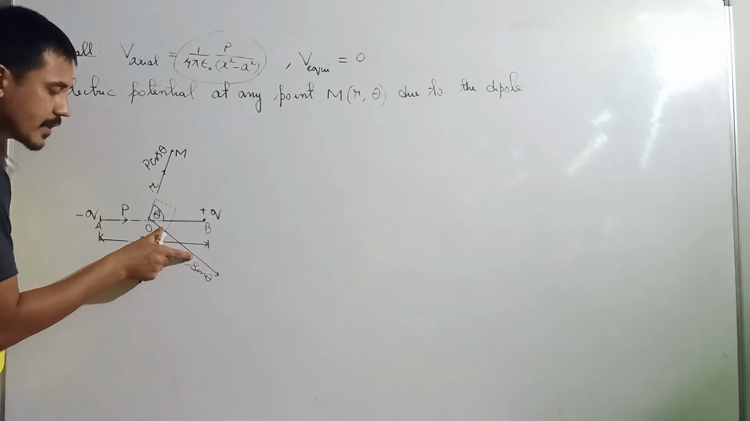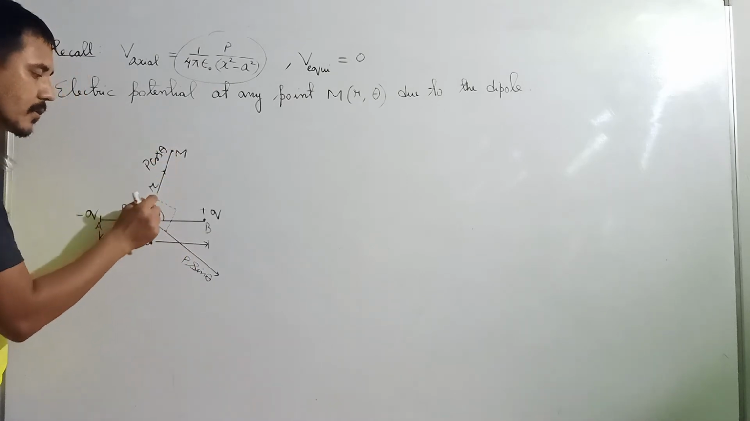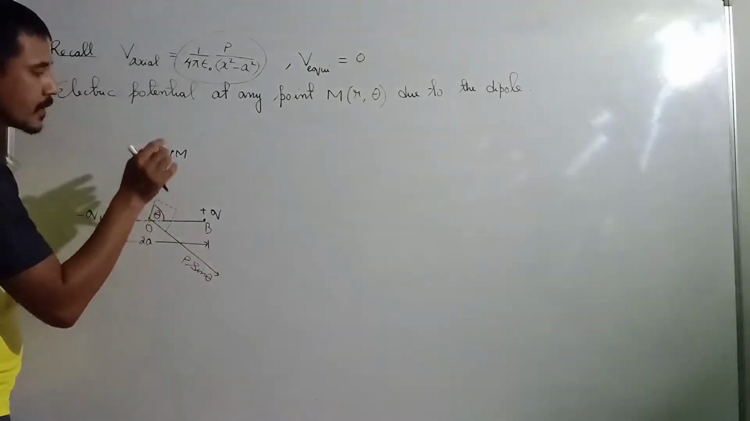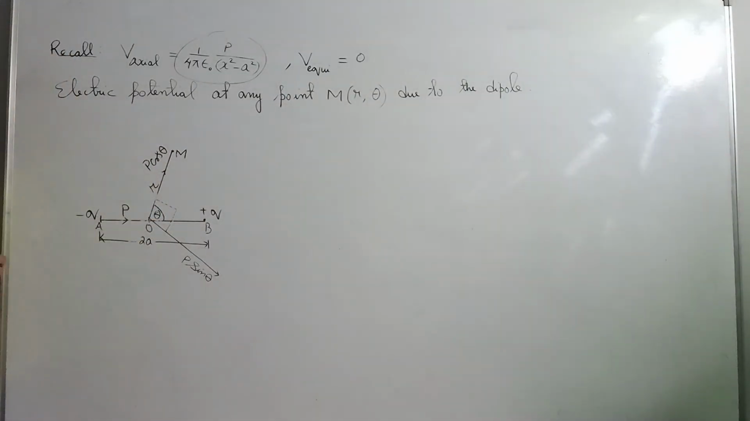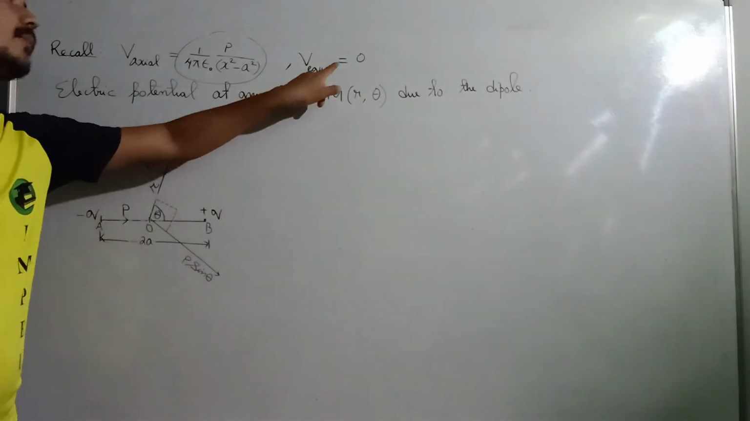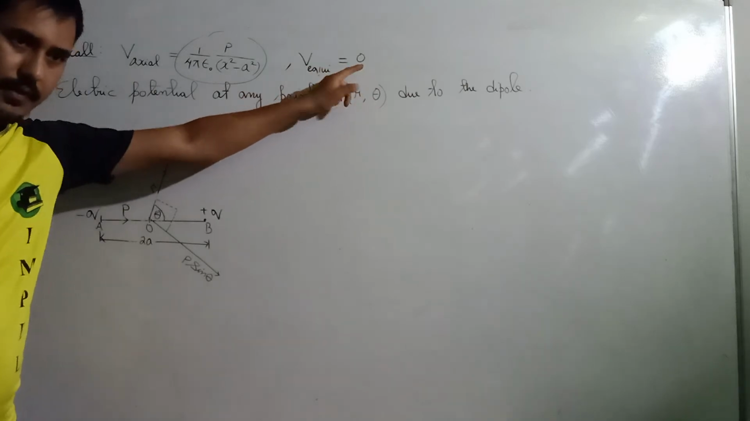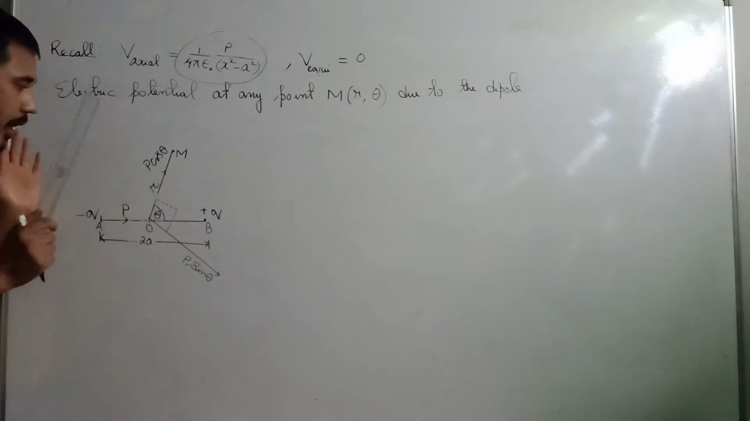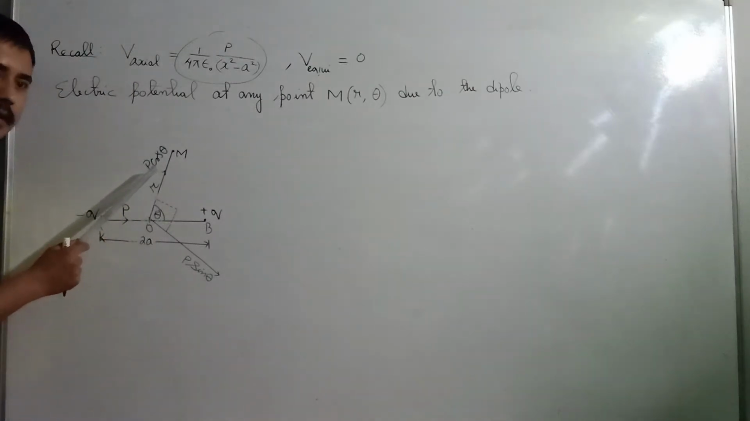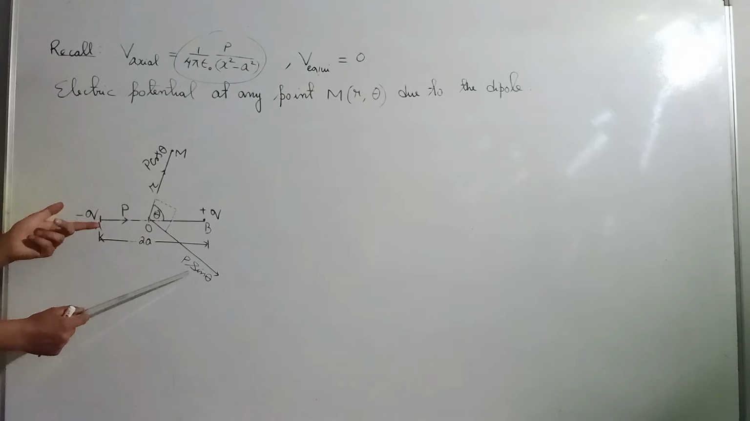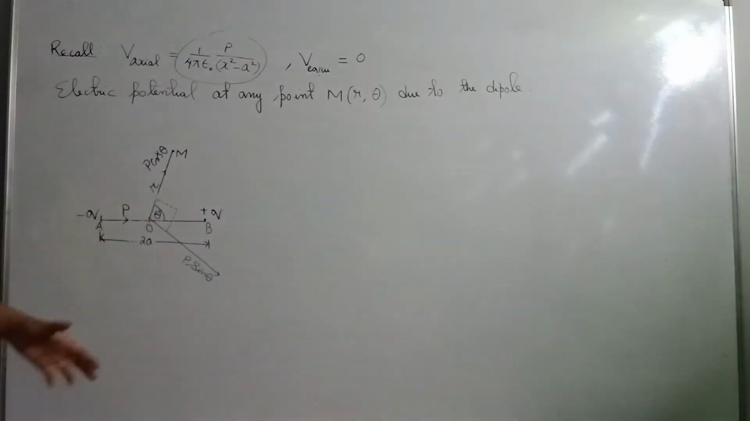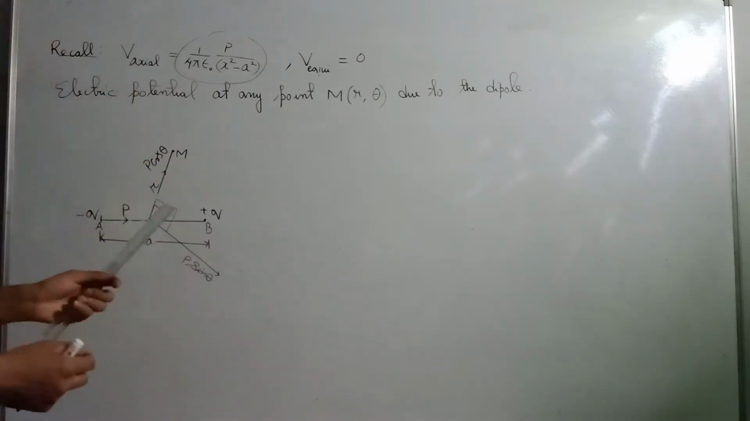For this dipole P sin theta, M is on the equatorial line because it's perpendicular to this. Is it okay? Perpendicular bisector. So for this dipole, M is on the equatorial line. And we know that electric potential on the equatorial line of the dipole is 0. So the net potential at M due to the dipole will be only due to P cos theta, not due to P sin theta. Because the potential at M due to this P sin theta is 0. Why? Because for this dipole, M is on the equatorial line.